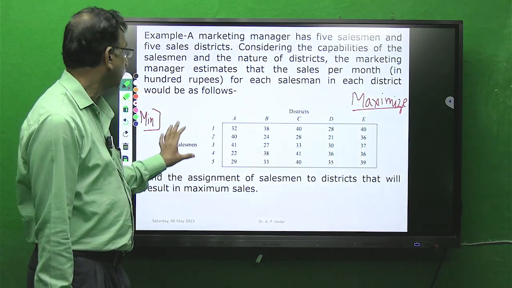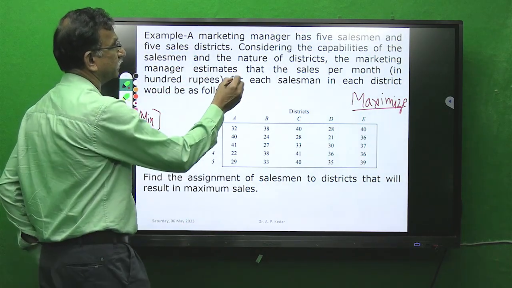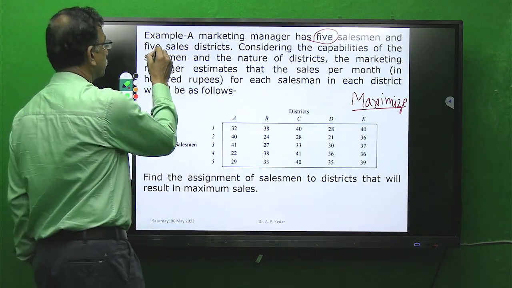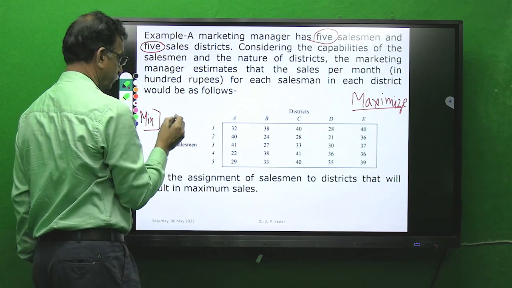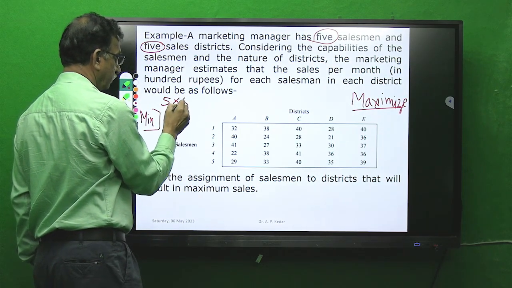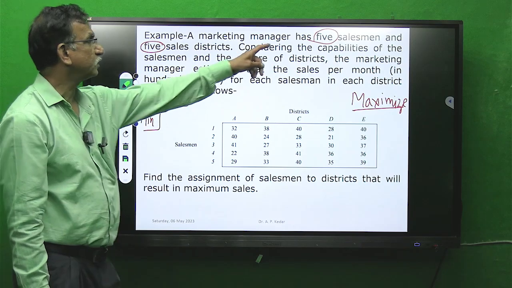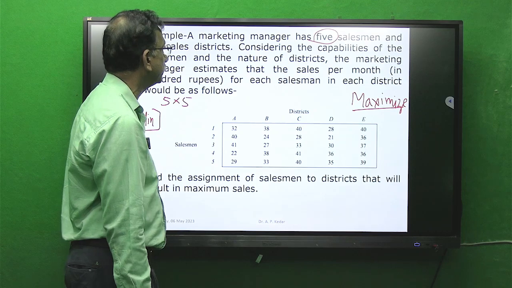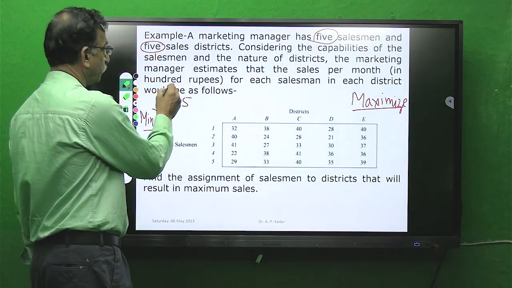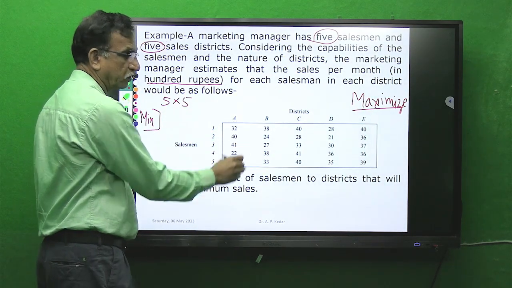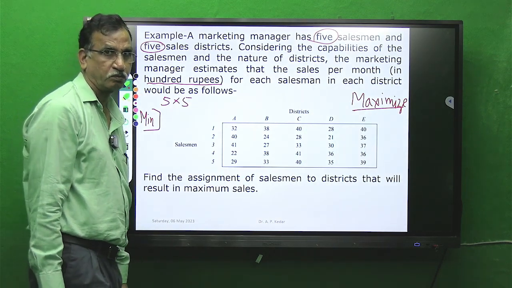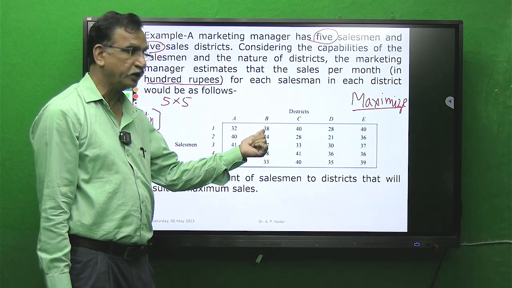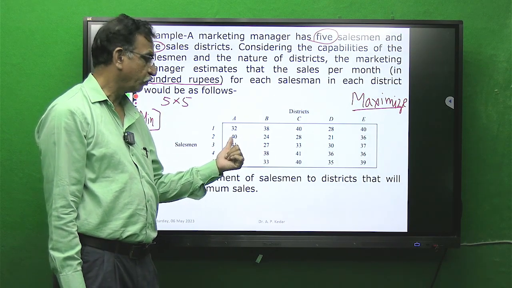Now here the example says a marketing manager has 5 salesmen and 5 sales districts. Again 5. So the size is square. It is a 5 by 5 matrix. Considering the capabilities of the salesmen and the nature of the districts, the marketing manager estimates the sales per month in 100s of rupees. These values are given for sales in 100s of rupees. So this 32 is 3200, 38 is 3800, 40 is 4000, like that.